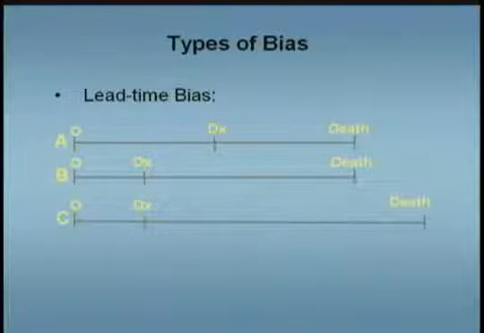A is the baseline scenario. At 0, the patient gets the disease. At DX, we diagnose them with the disease. And then death along this timeline is when they traditionally die. That's the baseline we're starting with.